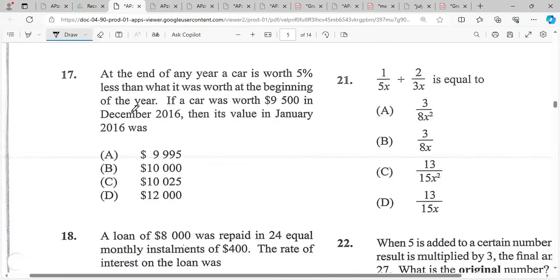All right, you say at the end of a year, a car is worth 5% less than what it was worth at the beginning of the year. If a car was worth 9.5 in December 2016, then the value of, yeah, this one repeats as well. So at the end of the year, the car is worth 5% less, and this is what it was worth in December. So that means the 5% comes out, right? So at that stage, it was 95% in terms of value.